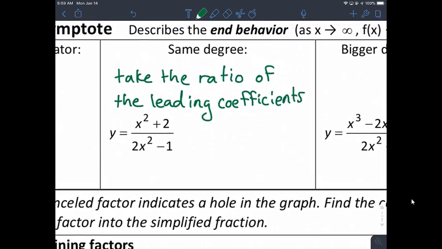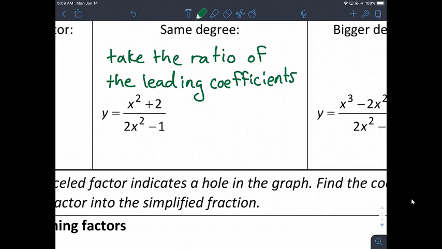So if you look here, we've got a 2 as the exponent on the top and a 2 as the exponent on the bottom. That simply means that the exponents are the same, and we can use the ratio of the leading coefficients to figure out our horizontal asymptote. The leading coefficient is the number in front of the x of your largest term. So here we have a 1 on the top in the numerator and a 2 in the denominator, which means that if we are using a ratio of this to find our horizontal asymptote, we're going to have y is equal to 1 over 2.